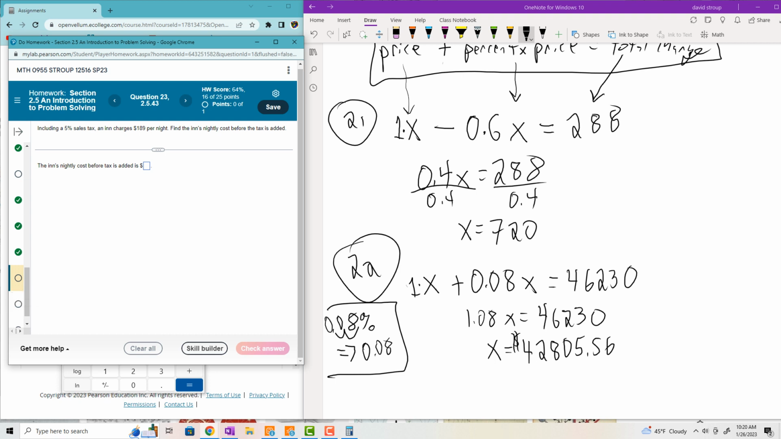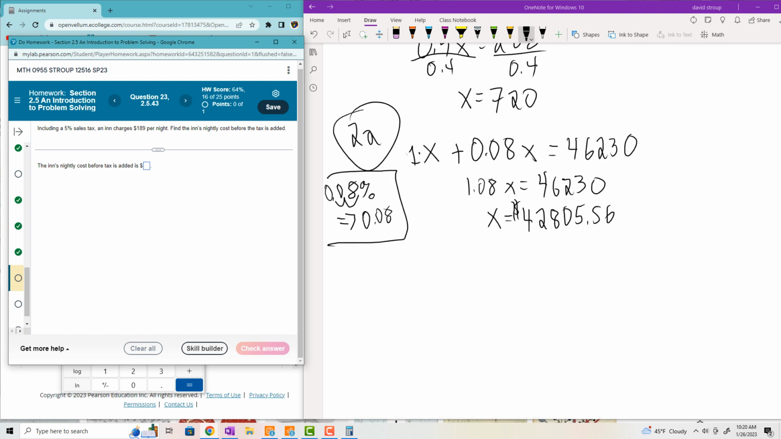Same jazz here. You have some original price, plus 0.05% of the original price, would equal the amount you're having to pay. Let's leave that one for you.